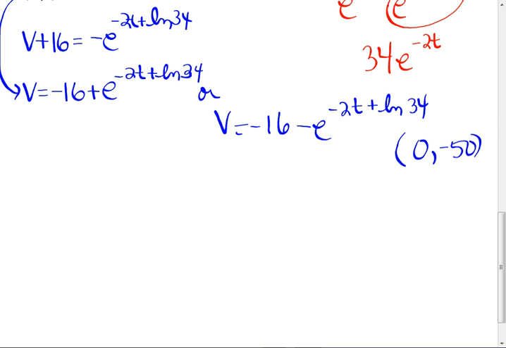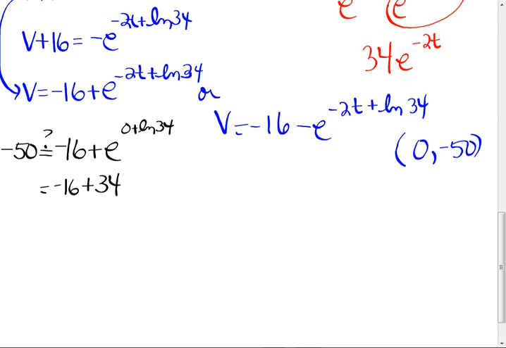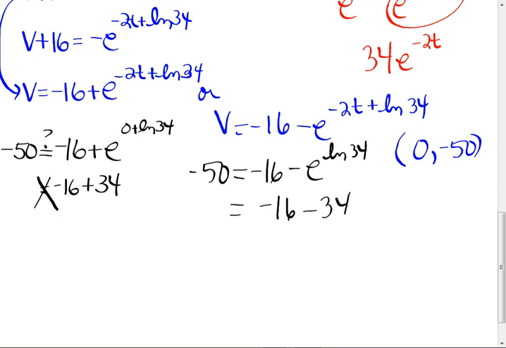So if I substitute those values into each of these equations, is negative 50 equal to negative 16 plus e to the 0 plus log of 34? So that's negative 16 plus 34. Is that true? Nope. Okay, Alex? Hope you got that. If it didn't make either one true, then I go, oops, I made a mistake. I don't have time. I'm just going to have to turn in my exam like it is. But it's minus e to the 0 plus the log of 34. So this is negative 16 minus 34. Is that true? So this is the answer.